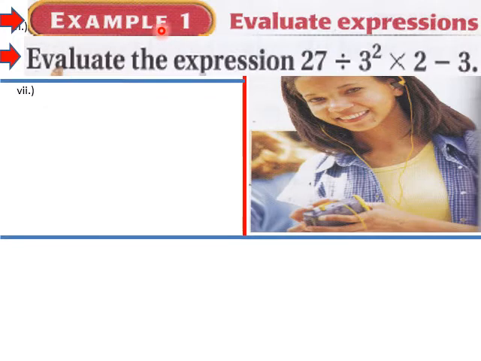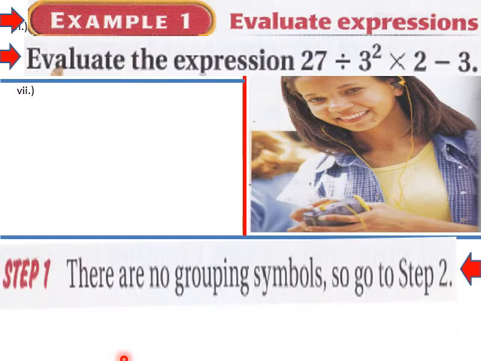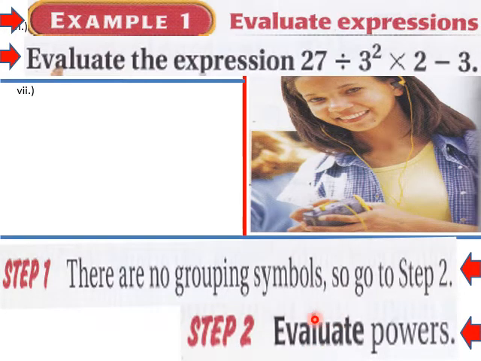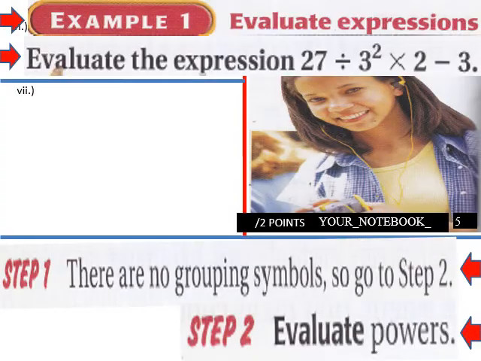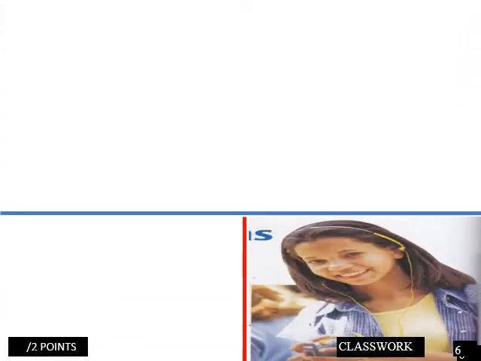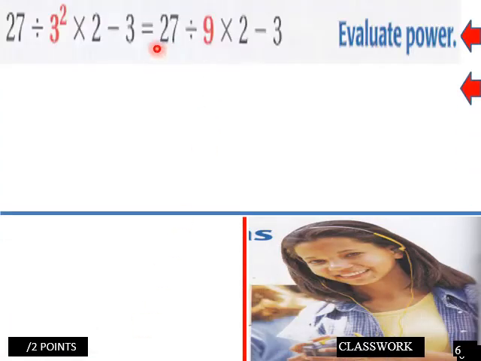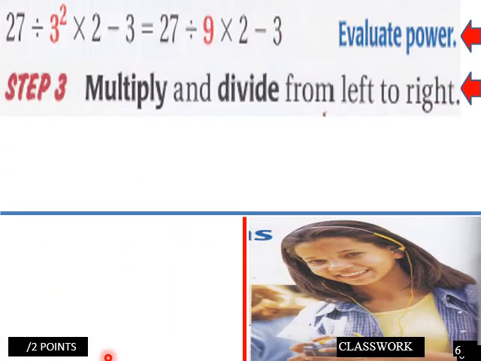Okay, evaluate expressions here. Example 1, evaluate this expression. There are no grouping symbols, no parentheses here. So go to step 2, evaluate the powers. We do have a power there. So the power will be 3 squared, 27 divided by 3 squared. So we could jump over here: 27 divided by 9 times 2 minus 3.